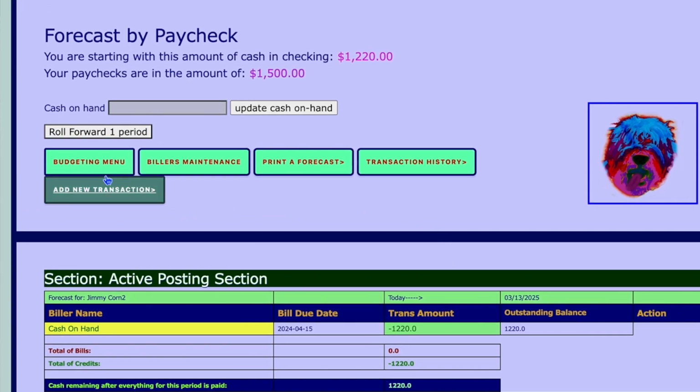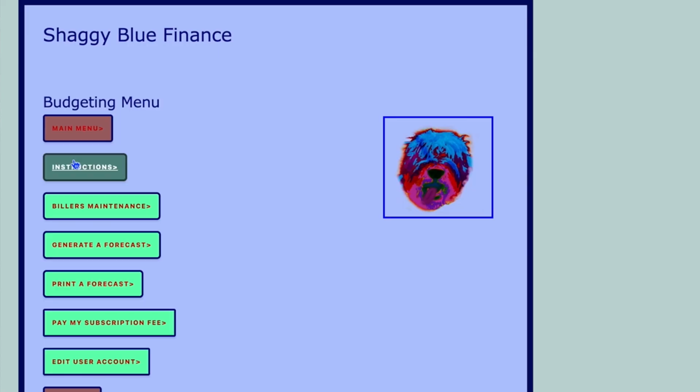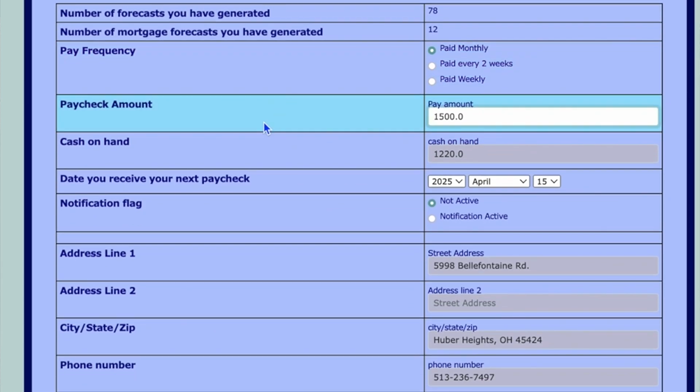I'll do a refresher here. In the beginning, we were at the budgeting menu, and we said edit user account. This is where our base income was, paycheck amount, $1,500 a month. We said that they come April 15th, 2025. And when you put in this date, it's just the starting date because the system is going to do that forecast by paycheck. So it's going to show one on April 15th. It will then show one on May 15th and June 15th and July 15th. It's just the starting point. Same with bills when you put them in, just the starting date.